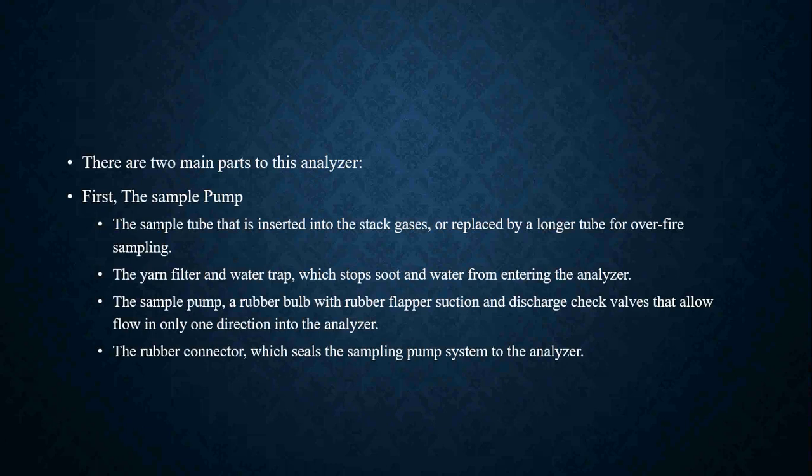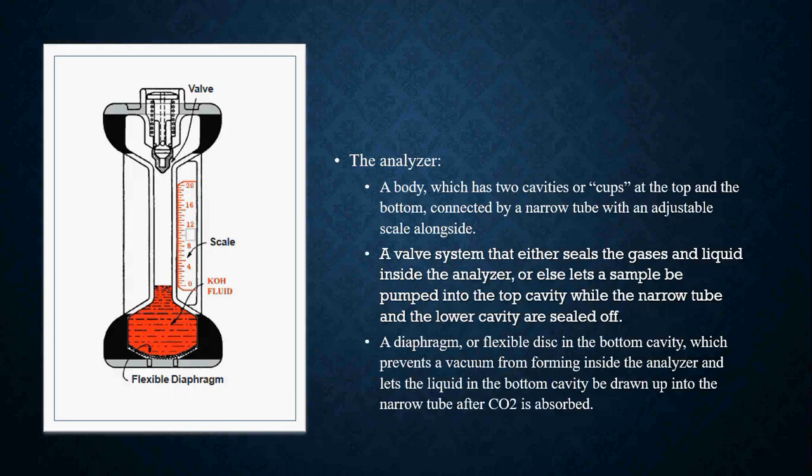Okay, your sample pump is also going to have a yarn filter and water trap, which stops soot and water from entering the actual analyzer itself. You're going to have a sample bulb, or a rubber bulb, or a rubber flapper suction and discharge valve that allows flow in only one direction into the analyzer. You're going to have a rubber connector which seals the sample pump system to the analyzer. And then you have the analyzer itself.